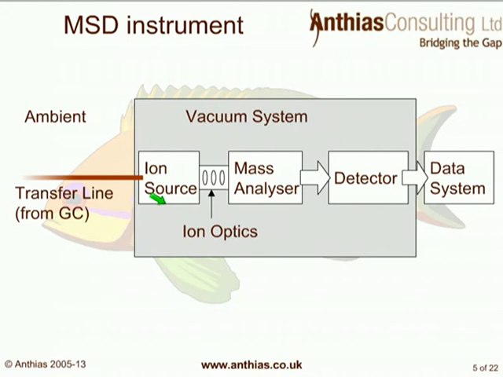This is where we take our neutral molecules and ionize them. The ion optics, which then focuses the beam of ions through the rest of the mass spectrometer and into the mass analyzer. This is where we now separate the ions based on their mass-to-charge ratio. Once we've separated them, we then need a detector to count the number of ions of each mass. This information is then taken out to the data system, which will produce our chromatogram and also our mass spectra.